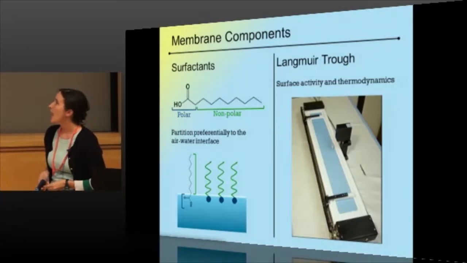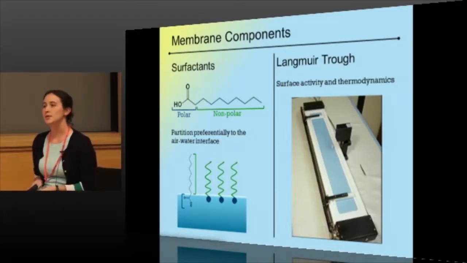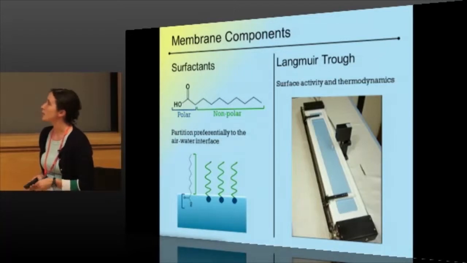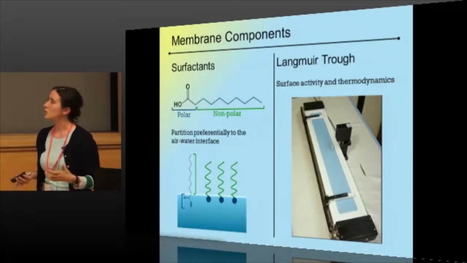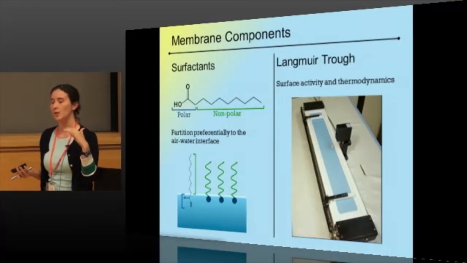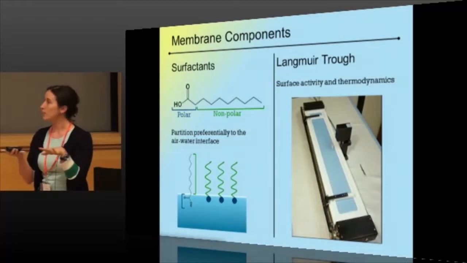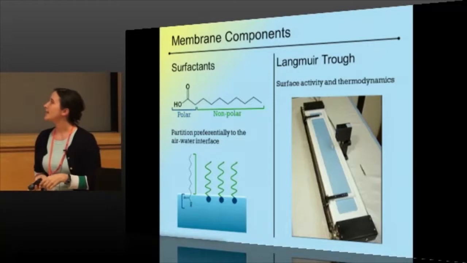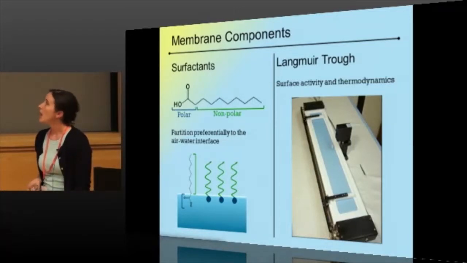And we can monitor this surface activity and the surface thermodynamics of such molecules using one technique, which is a Langmuir trough. Basically, you deposit a monolayer on the top, and it partitions to the surface from an aqueous solution, but you can basically move these Teflon barriers and look at the surface tension and get some of the surface thermodynamics out of that. So that's one of the tools we use to look at this.